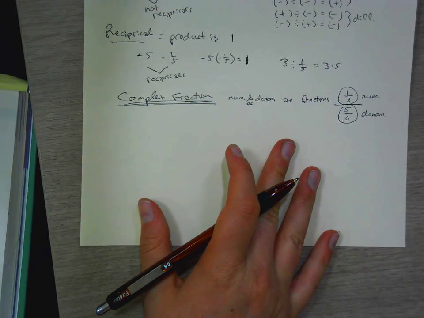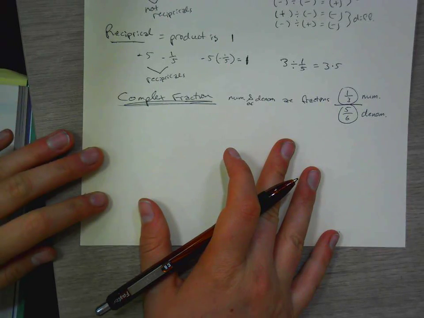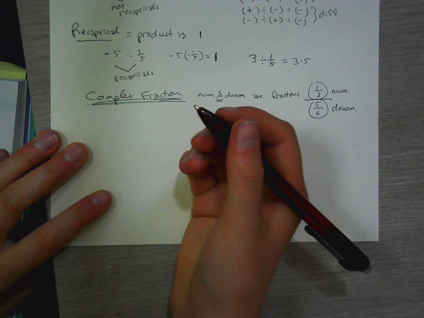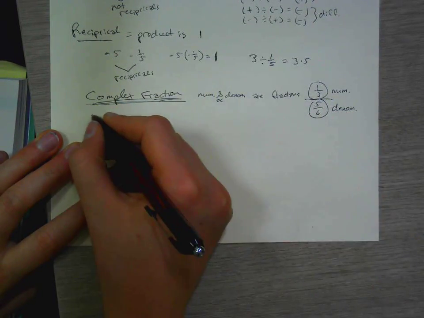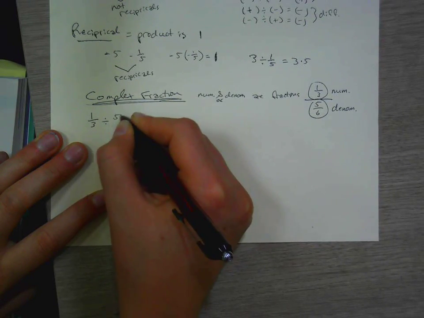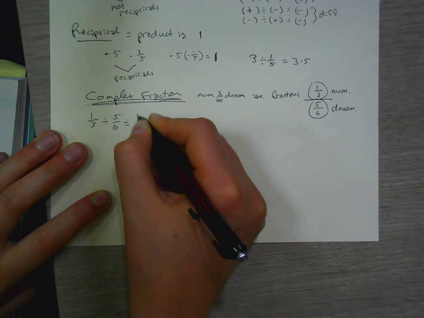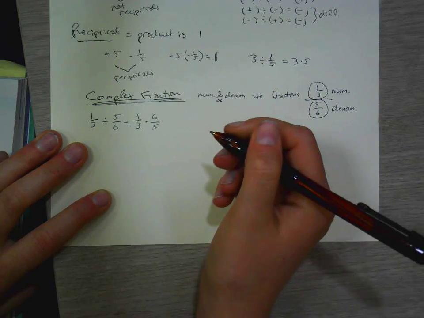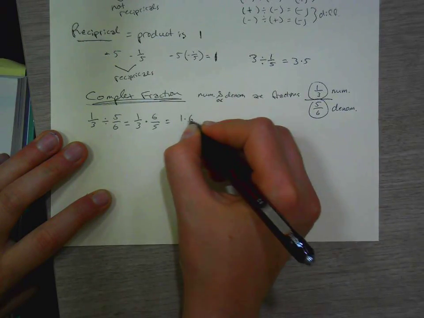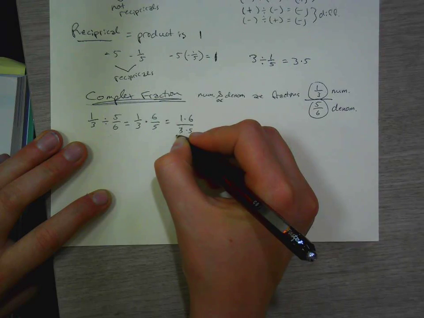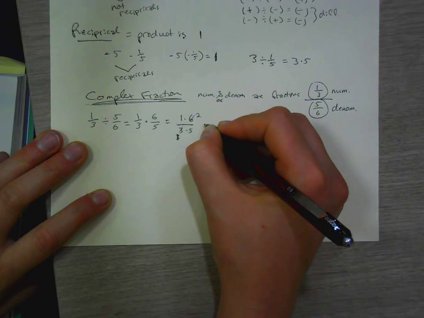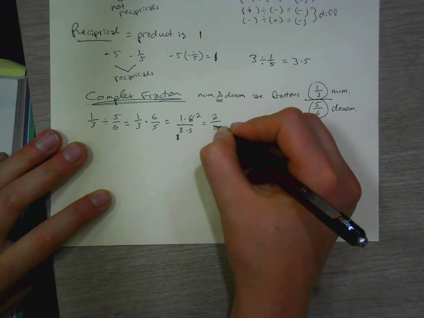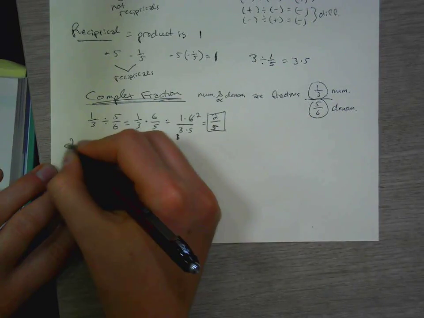So let's try to simplify one, to rewrite it as a division expression instead of just this complex fraction. So let's try that one. It's 1/3 divided by 5/6. So we're going to say that's equal to 1/3 times, remember you flip them, 6 over 5. Now we can simplify this, equals 1 times 6 over 3 times 5. You divide this by 3 and it becomes 1, divide this by 3 and it becomes 2. So 1 times 2 equals 2, 1 times 5 equals 5, and the answer is 2/5. Let's try this.